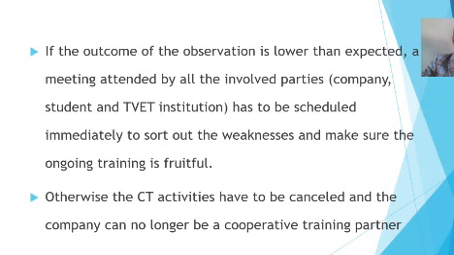Otherwise, the cooperative training activities have to be cancelled. Of course, this is not a good measure, but if there is something wrong, it should be brought to the line. Otherwise, it should be cancelled, and the company can no longer be a cooperative training party. So all this should be put in the memorandum of understanding. The memorandum of understanding should include all the regulations and rules that both parties, or three parties, should follow.